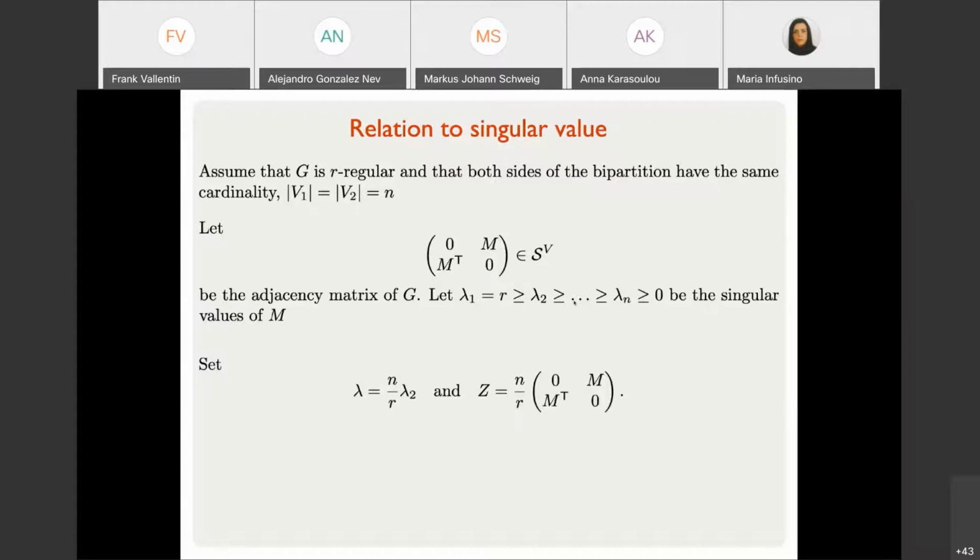Then we set lambda in the optimization to n divided by R times lambda 2, the second largest singular value. And we set Z to be n divided by R times the adjacency matrix of G. So now we are specializing lambda and Z to these two values. It will be easily seen that this is a feasible solution of the semi-definite program, because the matrix built out of lambda and Z, lambda times I plus Z plus the block matrix involving the J matrix, is positive semi-definite. That's easy to see because, first of all, the lambda I shifts the entire spectrum so that it becomes positive.